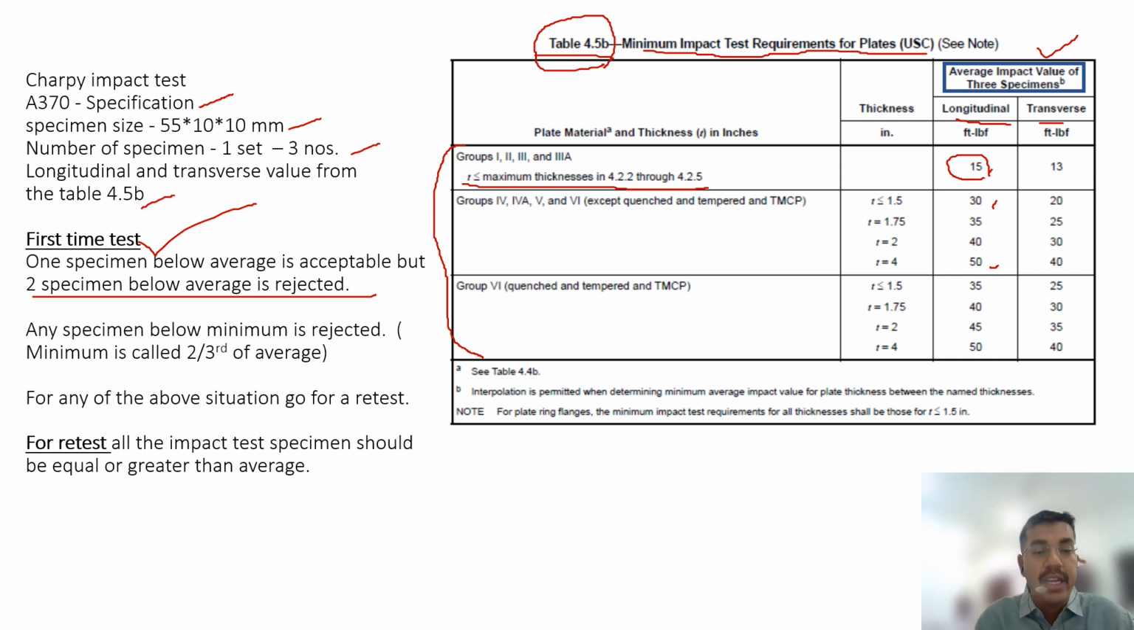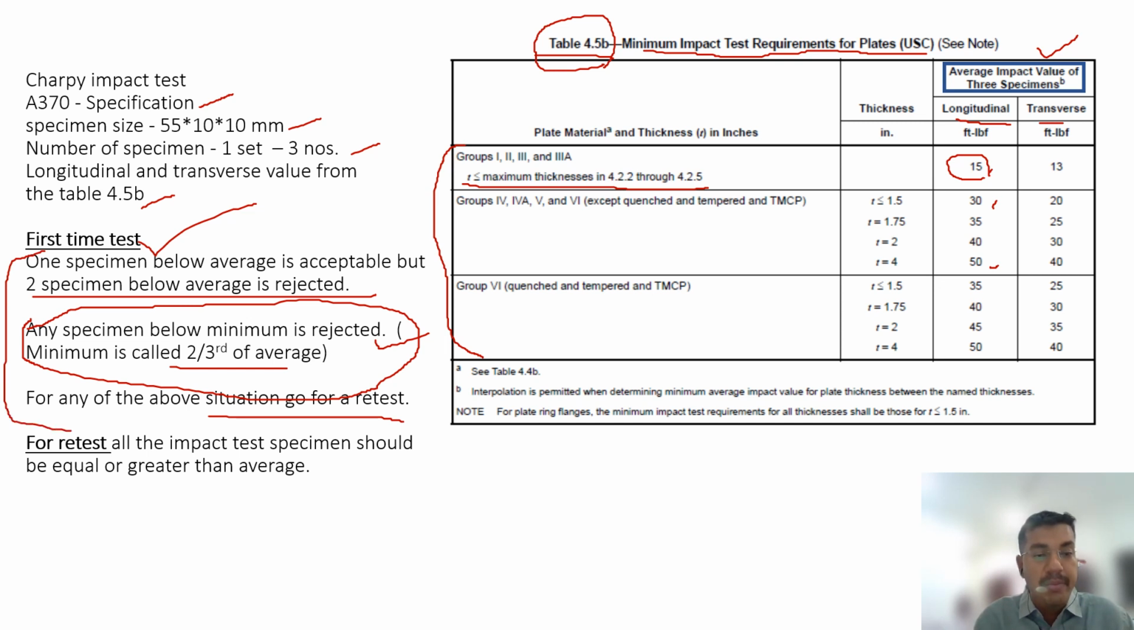Any specimen below minimum is rejected. Minimum, below minimum is 2/3. Okay, below 2/3 is rejected. That you have to remember. This is very important. Any specimen below minimum, minimum means 2/3 of average. Okay, for any of the above situations, go for the retest. If something happened like that, 2 specimens got below average, or any specimen went below minimum, then a retest will be done. And for retest, all impact test specimens should be equal to or greater than the average. Just remember this one, it is very important.